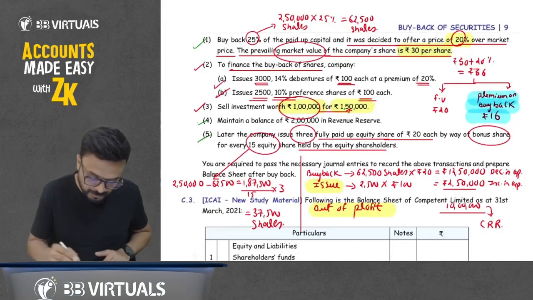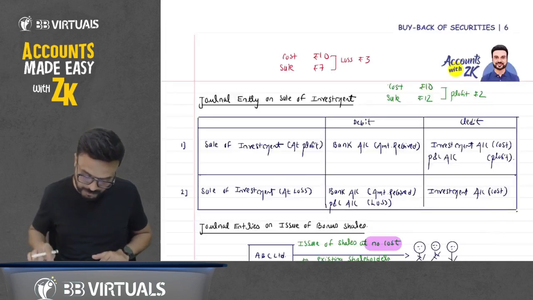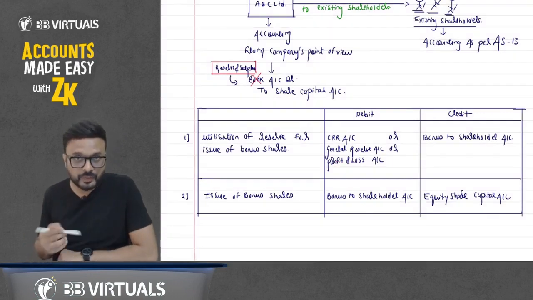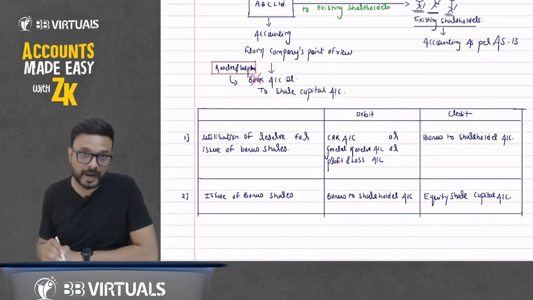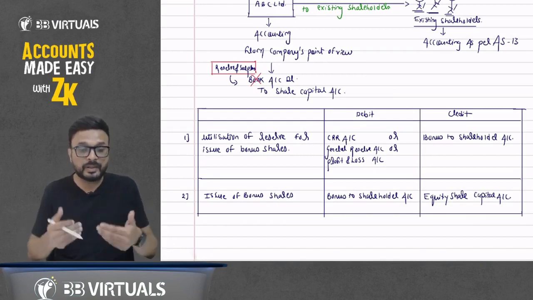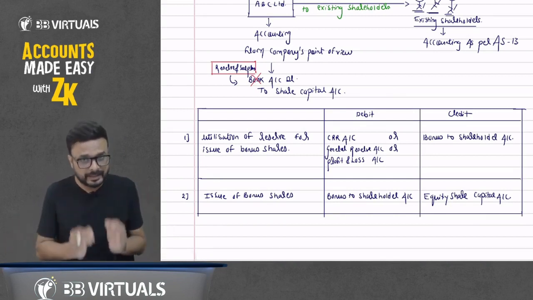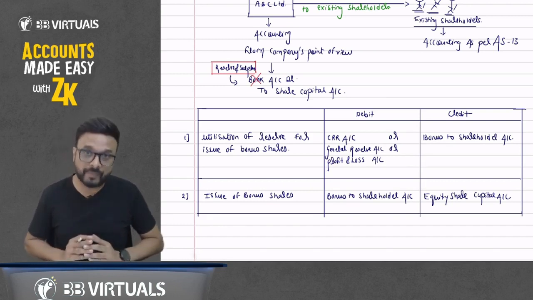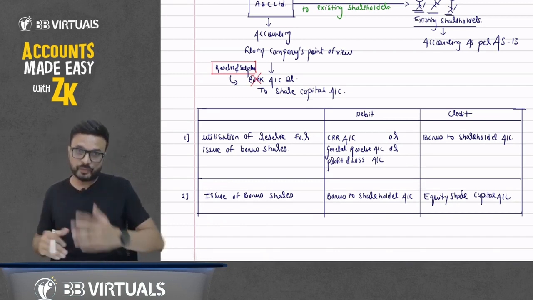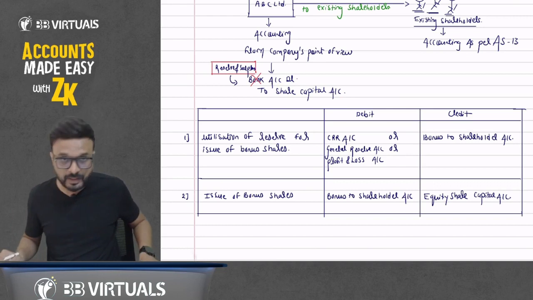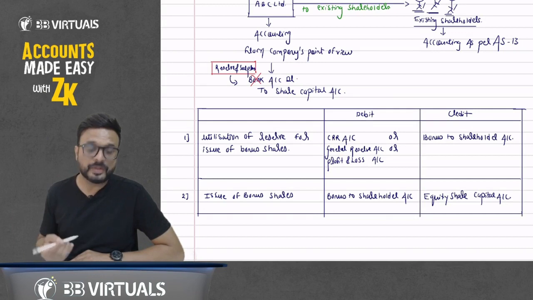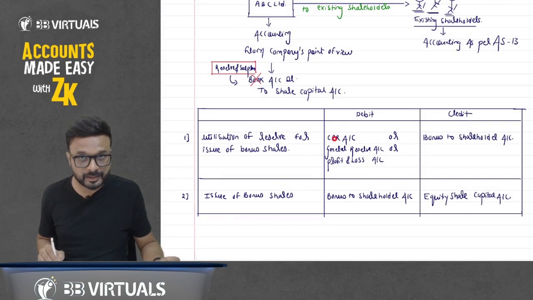We have already discussed the entries for bonus issue as well. So what entry do we pass for bonus issue? We have to utilize some reserve. We can utilize the CRR account, the capital redemption reserve account, which we create at the time of buyback, and this CRR account can be utilized only and only for one purpose, and that is for issue of bonus shares. So we cannot debit the bank account there. I will debit the CRR account here. So the CRR account will be debited.